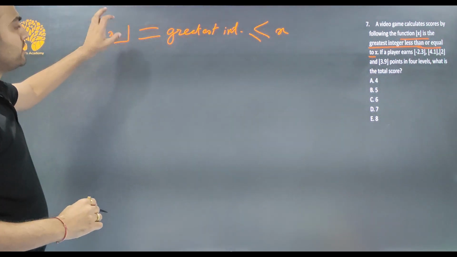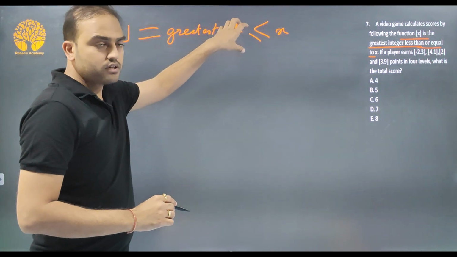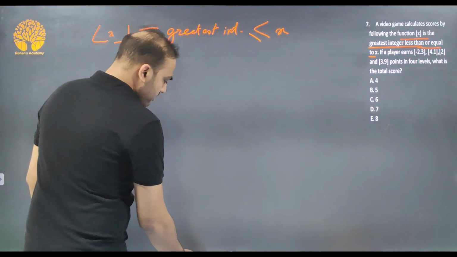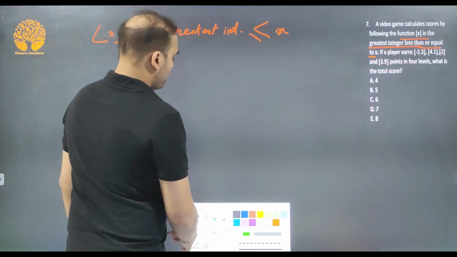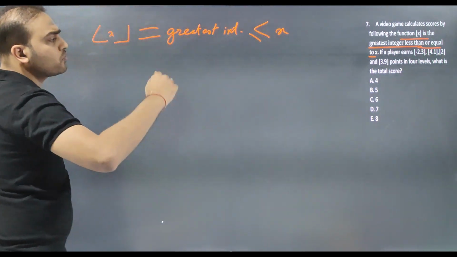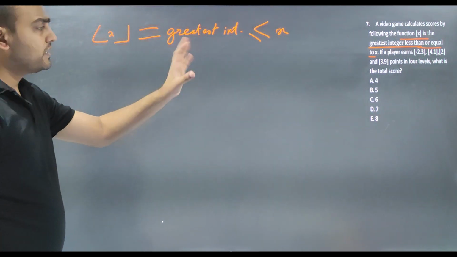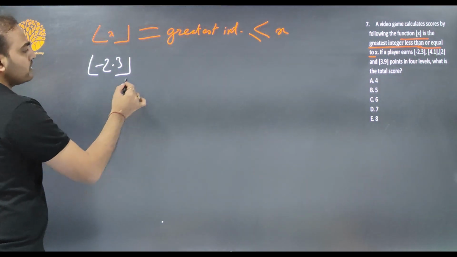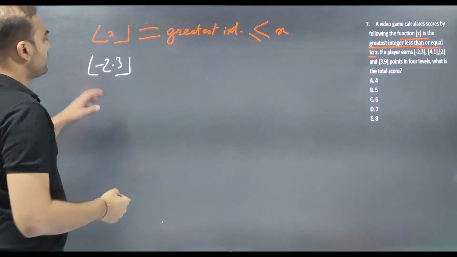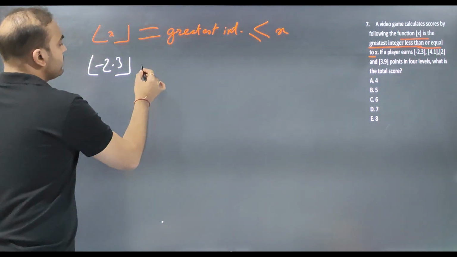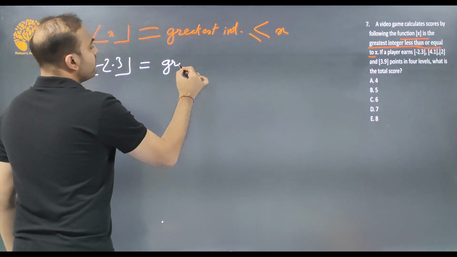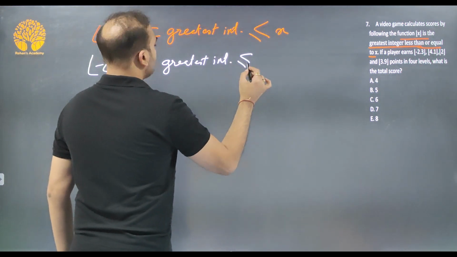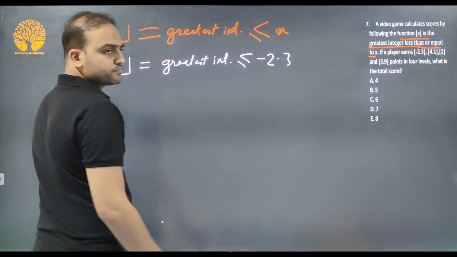Okay, so the answer is the greatest integer which is less than or equal to x. They are asking about a video game, with a score for each level. Let's find the score for minus 2.3. What will I do? In place of x in the definition, I just substitute. This will be equal to the greatest integer less than or equal to minus 2.3.